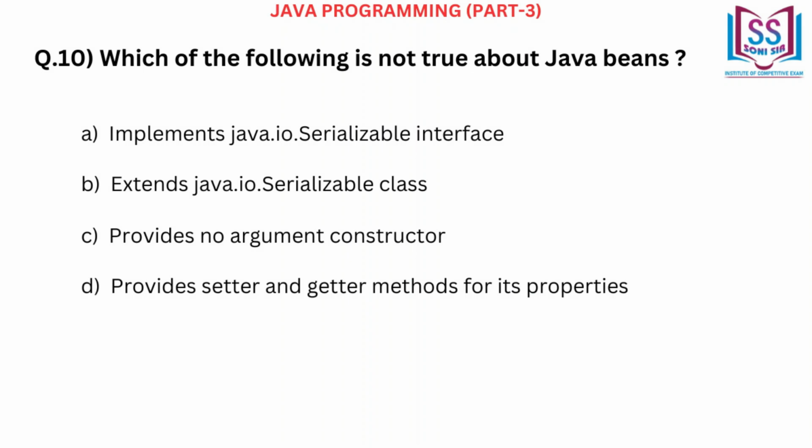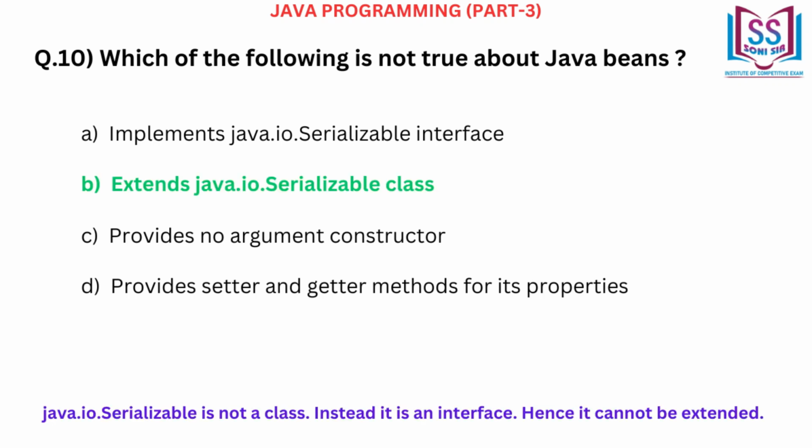Which of the following is not true about Java Beans? A. Implements java.io.Serializable interface. B. Extends java.io.Serializable class. C. Provides no argument constructor. D. Provides setter and getter methods for its properties. Answer B. Extends java.io.Serializable class. java.io.Serializable is not a class. Instead, it is an interface. Hence, it cannot be extended.